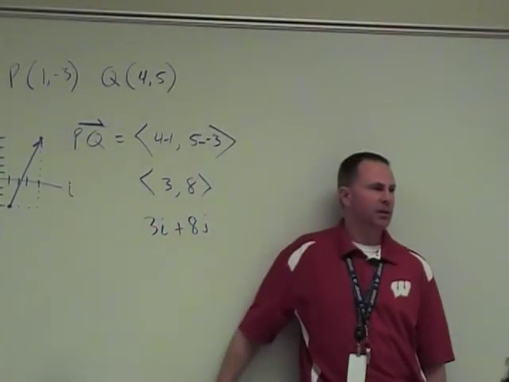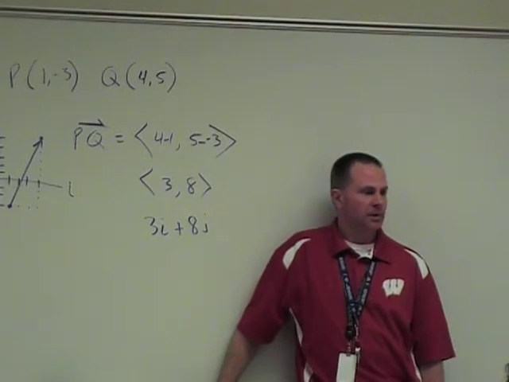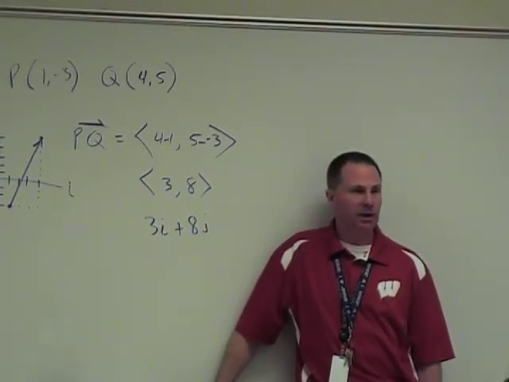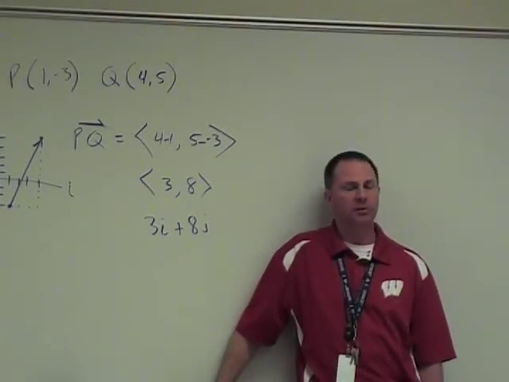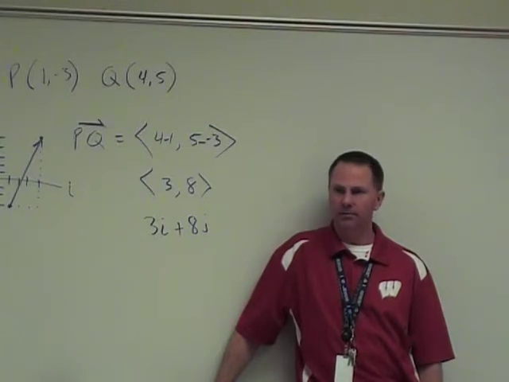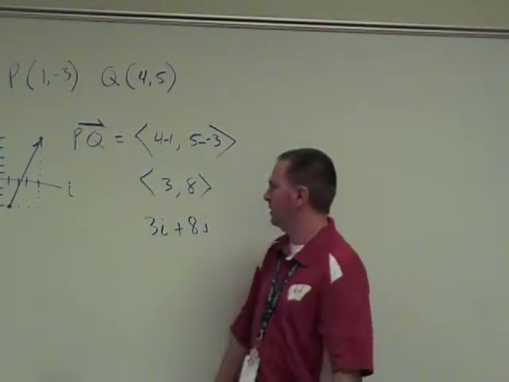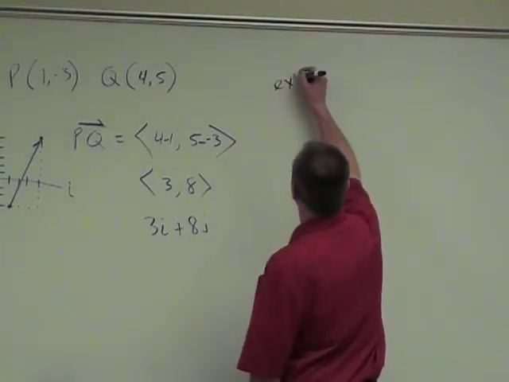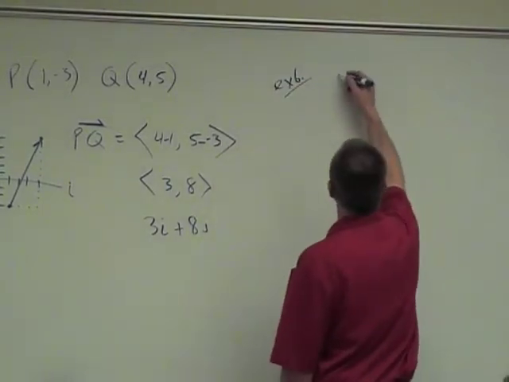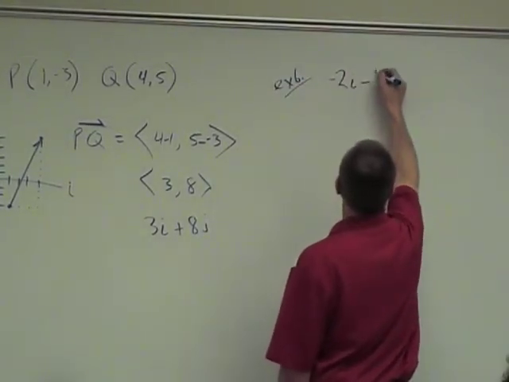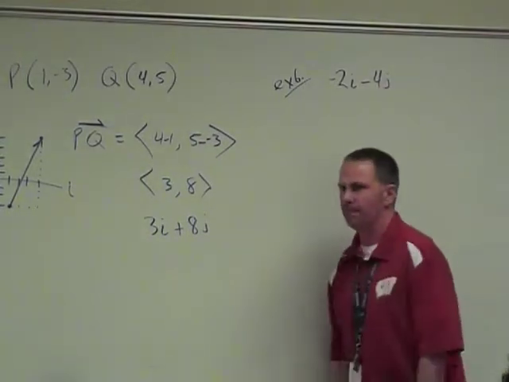Eventually we want to be using these expressions to do some calculations. So this is why we write it like this. Just put i and j next to them. Okay? What if I said graph negative 2i minus 4j? Graph that.